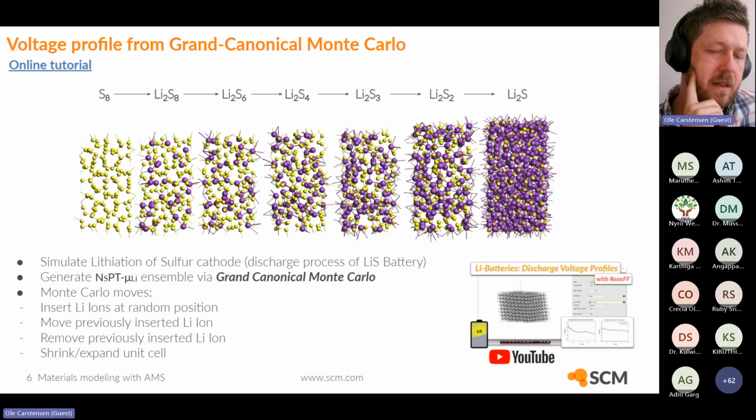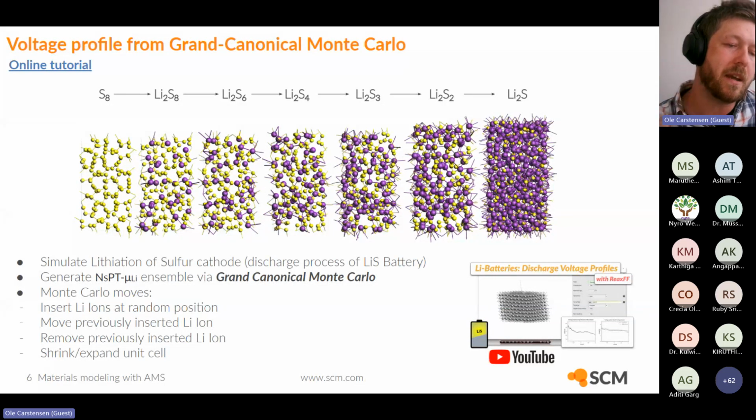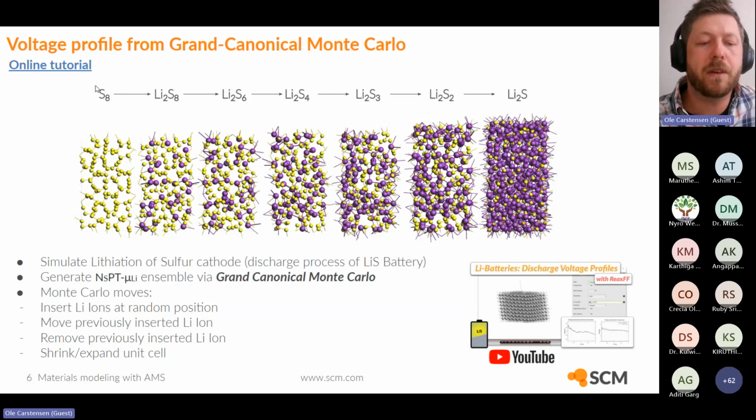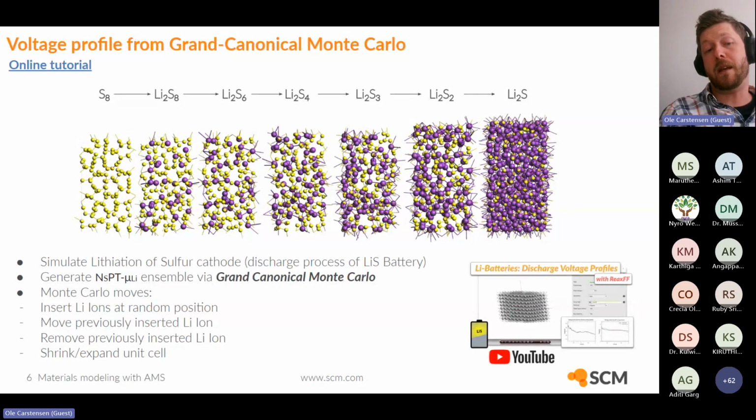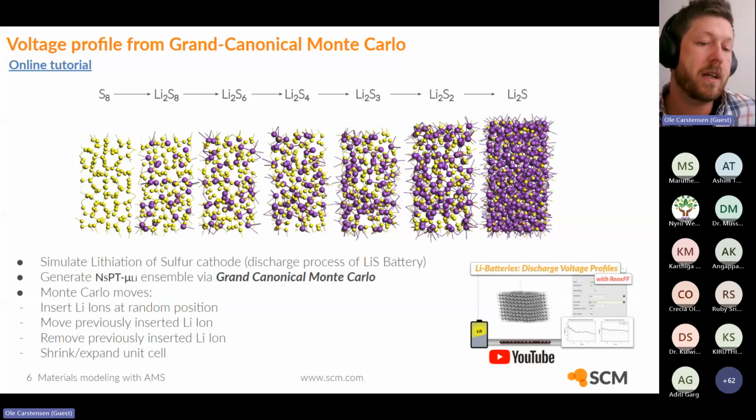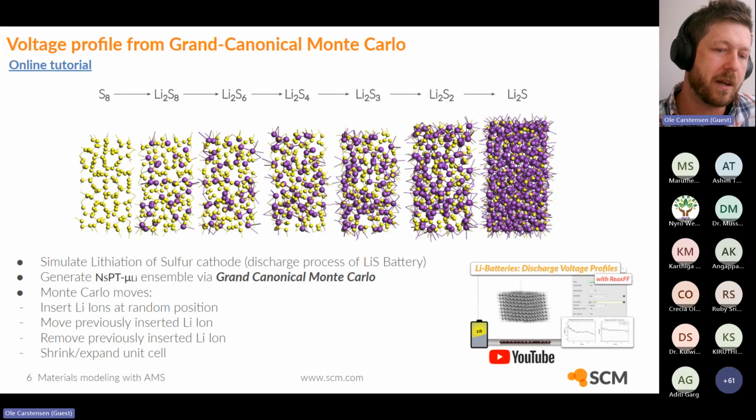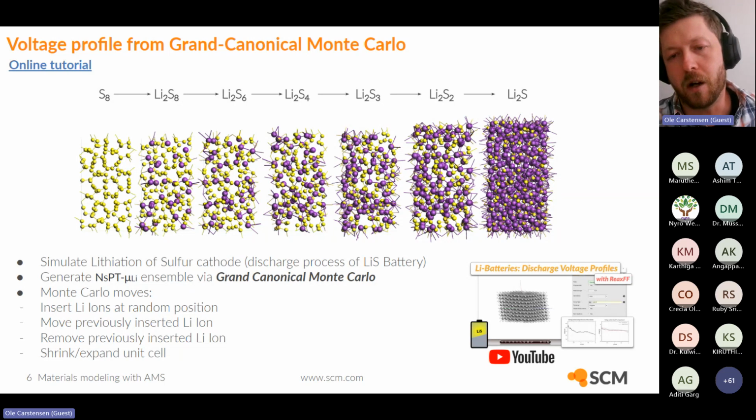And the Monte Carlo simulation does nothing else than generate trial moves. These trial moves I have sketched below here. Obviously, one trial move would be to just insert a lithium ion at a random position inside this sulfur structure. The next Monte Carlo move would be to move a lithium ion that we have inserted earlier. But we can also remove a lithium ion, and we can shrink or expand the unit cell of the structure. So we'll be able to simulate the expansion of this whole system, which is actually an experiment.